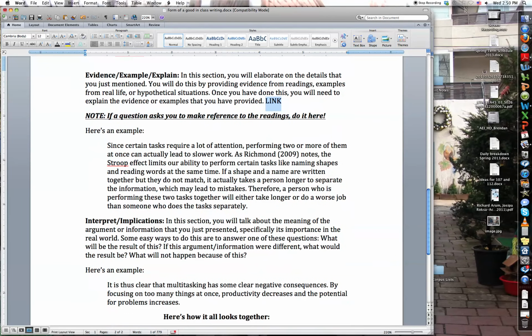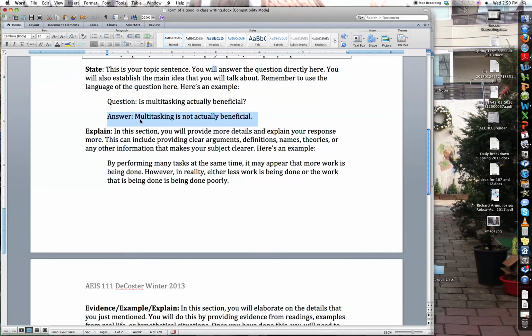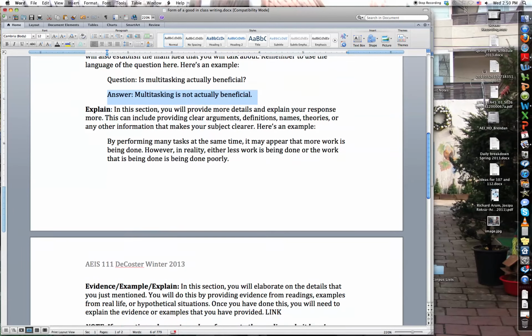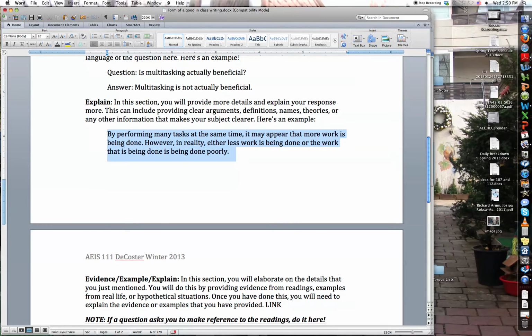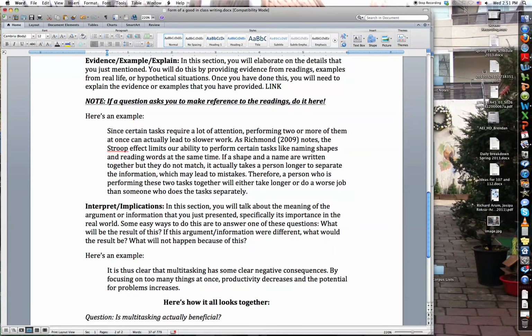All right, we have an example right here. If we take a look back at what we were looking at before, the first answer was multitasking is not beneficial. We explained it by saying that if you perform a lot of tasks at once, people think that you're doing more work, but in reality you're doing less work. Okay, so we've explained it. Now I need some proof about that. I need that evidence, and here we go. Since certain tasks require a lot of attention, performing 2 or more of them at once can lead to slower work. As Richmond 2009 notes, aha, and here we have our piece of gold, a citation, Richmond 2009.